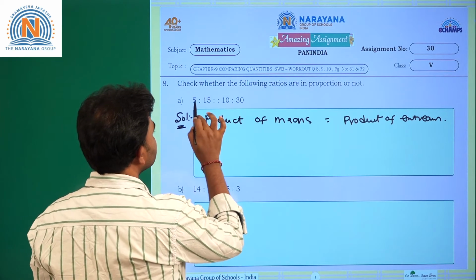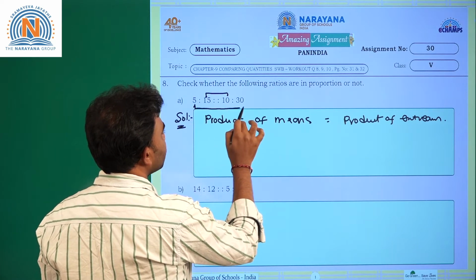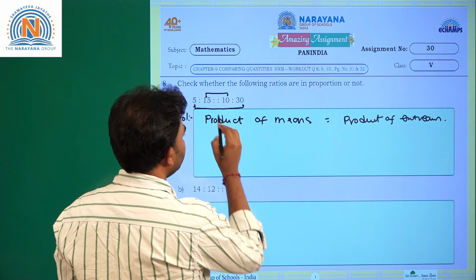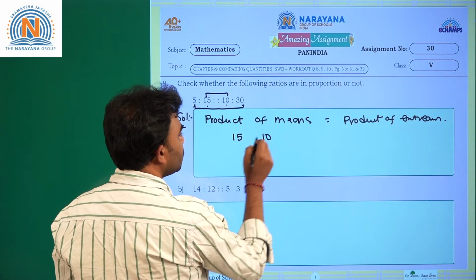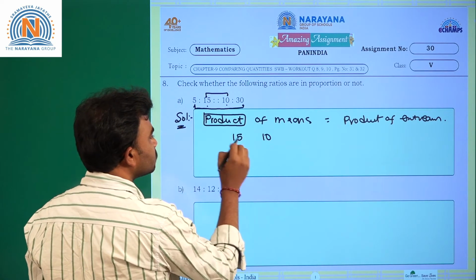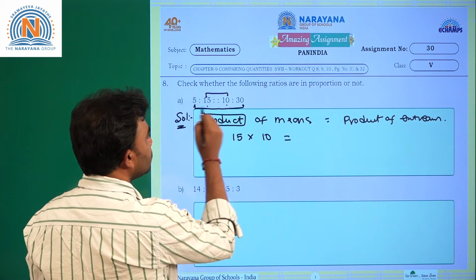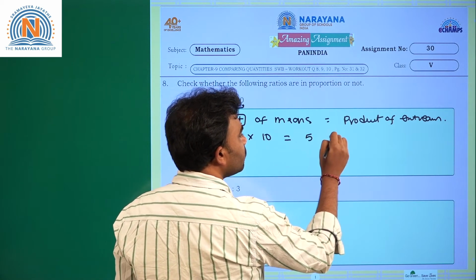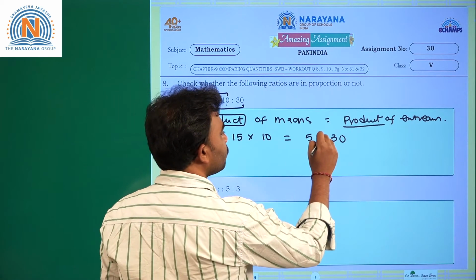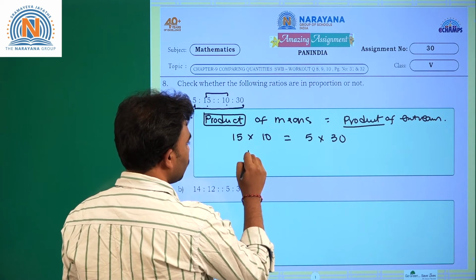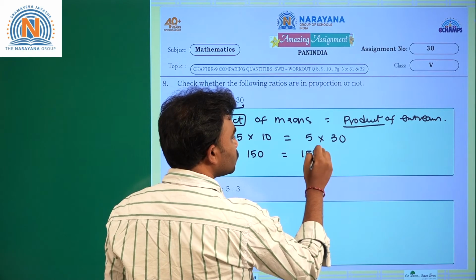What are the means here? See, 15 and 10, and the product of extremes, 5 and 30. So first find the product of means, 15 and 10. As we are going to find the product, multiply 15 into 10 is equal to, extremes are 5 and 30. Here also we find the product, 5 into 30. Now 15 tens, 150, is equal to 5 threes 15 and 0, 150.